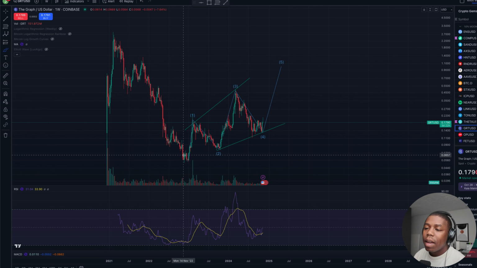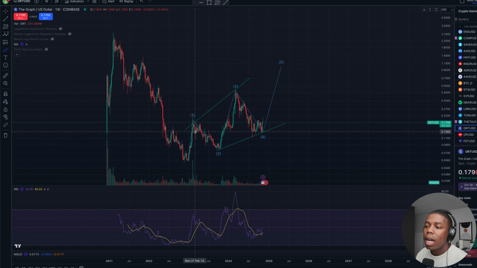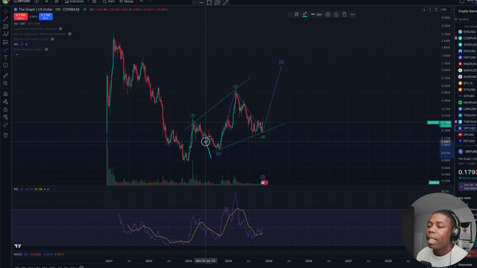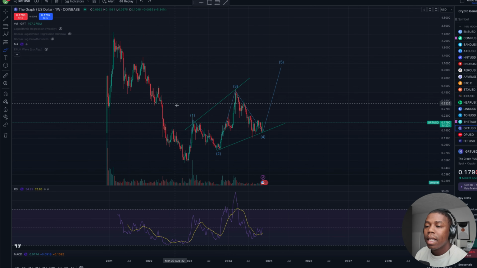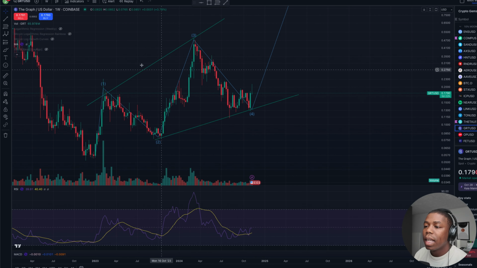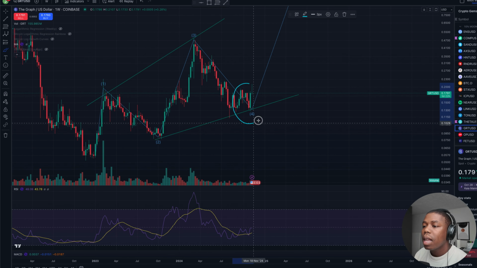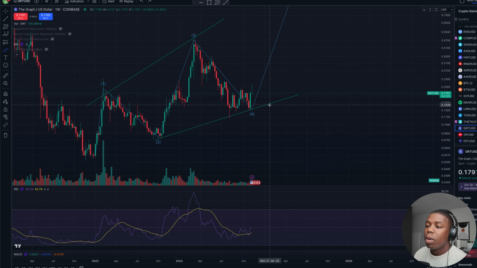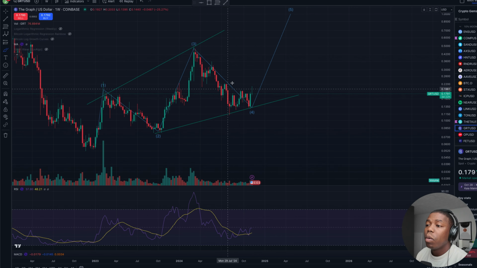And the next one that we have is the Graph. The Graph has been around for a while as well. And you could see that same exact pattern forming, the wave 1, 2, 3, 4. And then we're waiting now for wave 5. We also received that bullish engulfing candle right here on this support level of wave 4. That's a very bullish sign. It gives us more probability that we will see an uptrend in this wave 5.